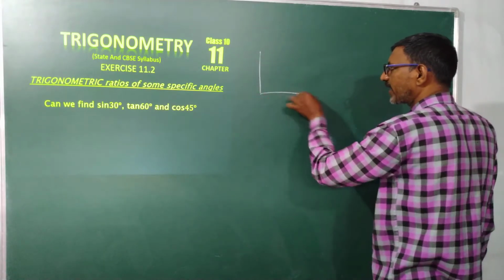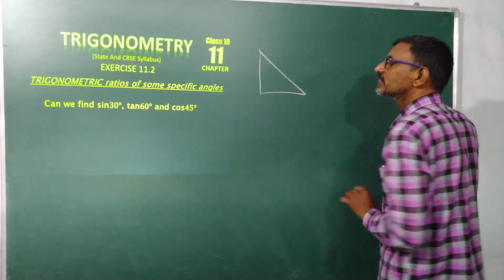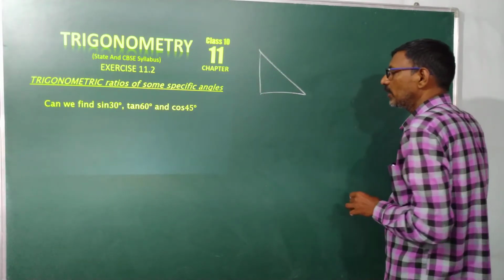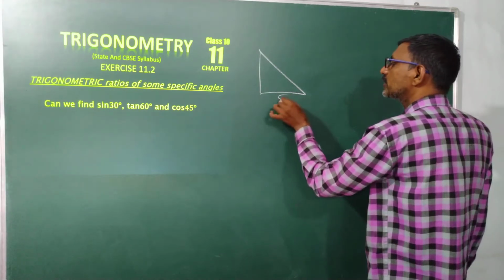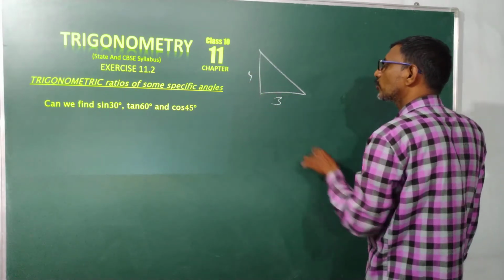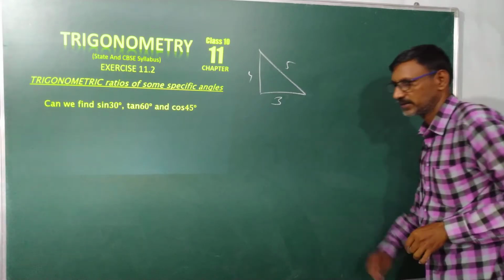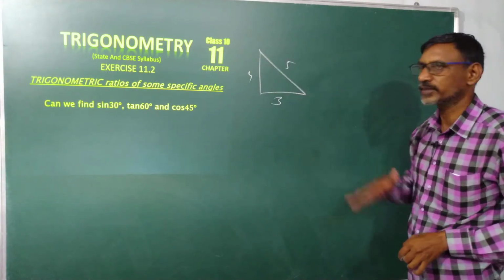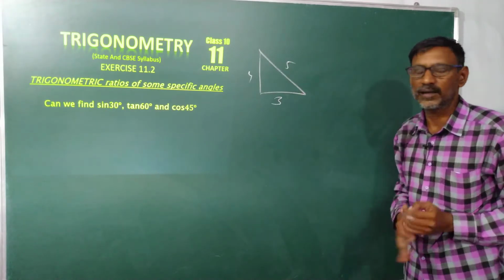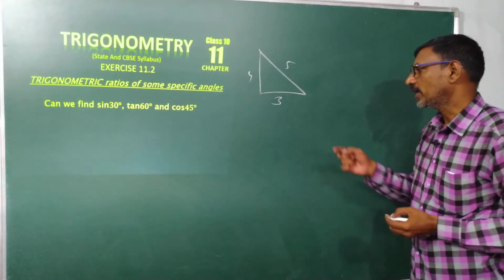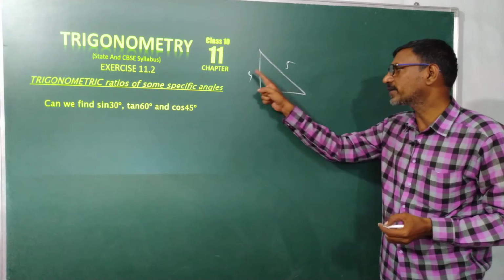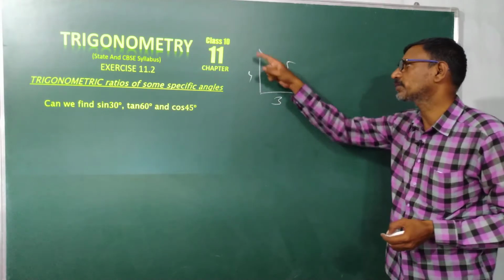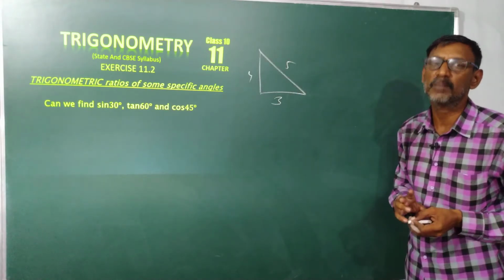Suppose I have a right angle triangle. This is my right angle triangle. We discussed it so many times. This is 3 centimeters, this is 4 centimeters and this is 5 centimeters. 5 square is equal to 3 square plus 4 square. Therefore, these are called Pythagorean triplets. When you take this as 3 centimeters and this as 4 centimeters, this must be 5 centimeters. Who says this? Pythagoras.